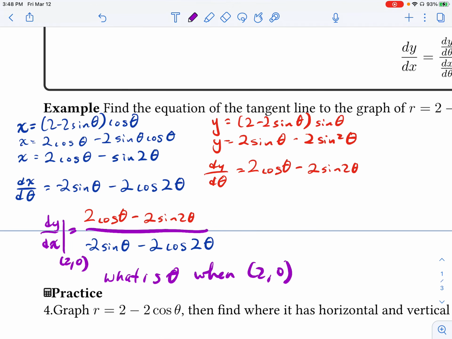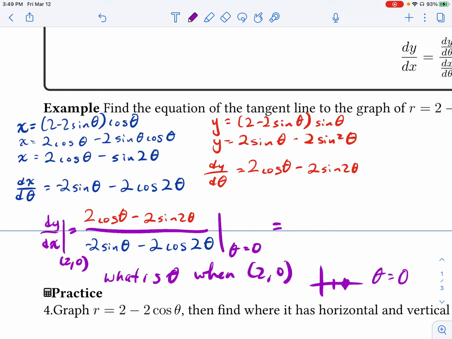You could normally plug in one of these values for either your x or y equation and solve for theta, but fortunately for us, we don't have to, because if the point is at 2, 0, just ask yourself, when our point is at 2, 0, what is our theta? If it lies right on our x-axis, that means theta must be equal to 0. That's the only way we can get the point 2, 0 here, right? So if that's the case, then we're going to evaluate this derivative at theta equal to 0. So let's do that.